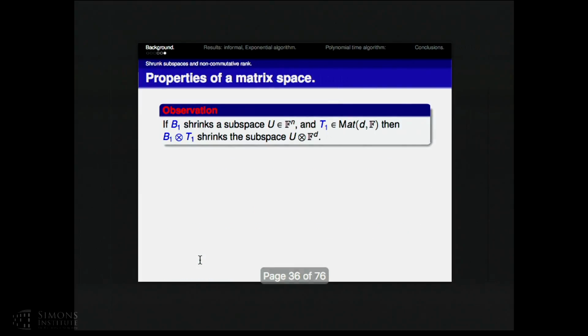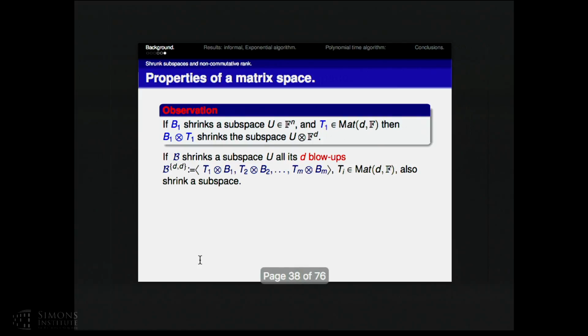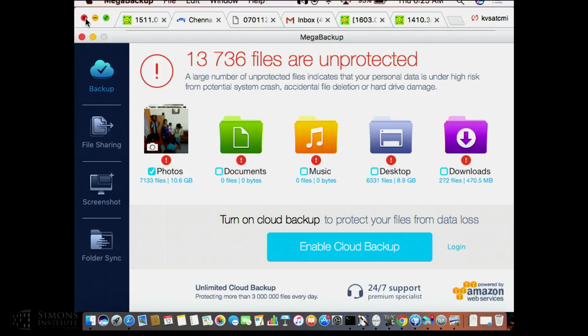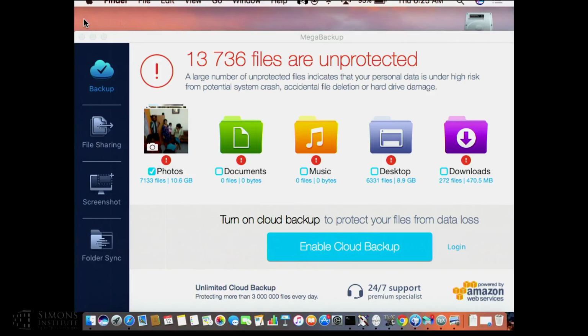So let us just see some simple properties of a matrix space. If B1 shrinks a subspace, and I take any D cross D matrix T1, then the Kronecker product B1 tensor T1 of course shrinks the subspace U tensor F to the D. In fact, if script B shrinks a subspace, then all its D blow-ups do too. What is the D blow-up? The D blow-up of B is naturally defined. You look at what happened? Oh, sorry.